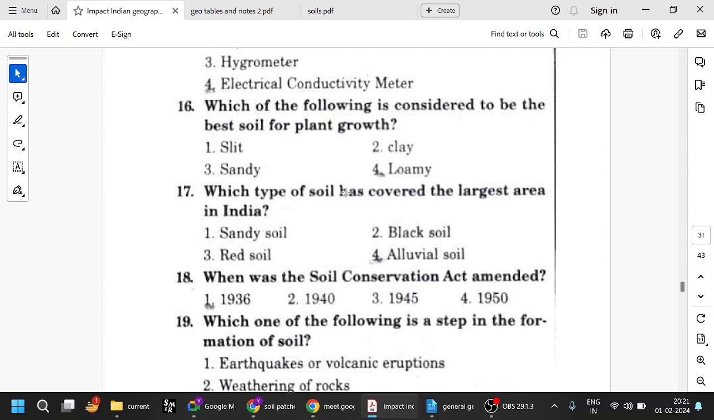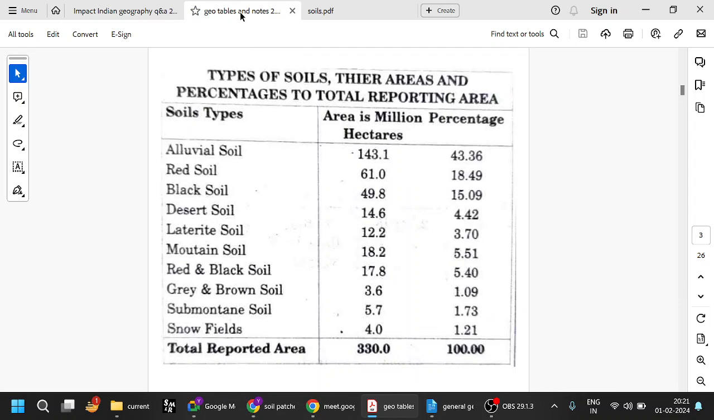Which type has covered the largest area in India? We have already seen alluvial soils. Alluvial is the highest, 43%, followed by red soil, 18%. Because it is Group 2, you can remember the numbers also. It will help. You never know what kind of question they can ask. So black soil is 15%. At least remember these 3 to 4. Okay, 43, 18, 15, 4, 3.